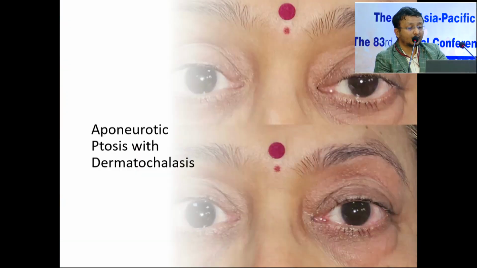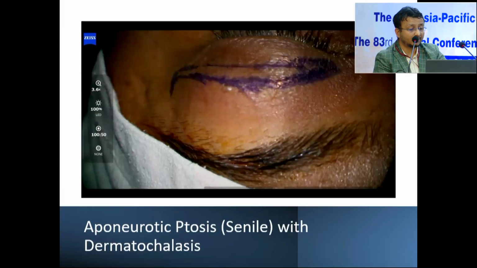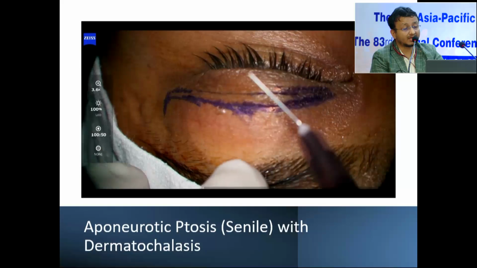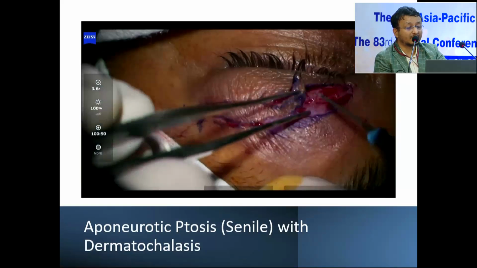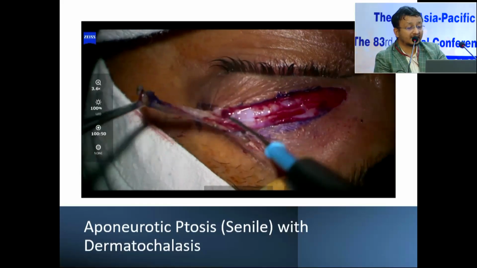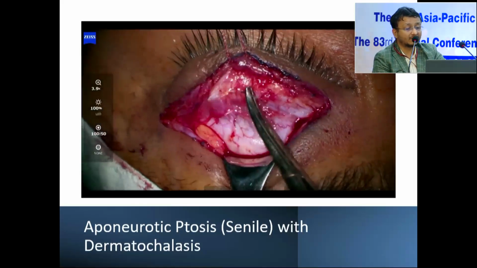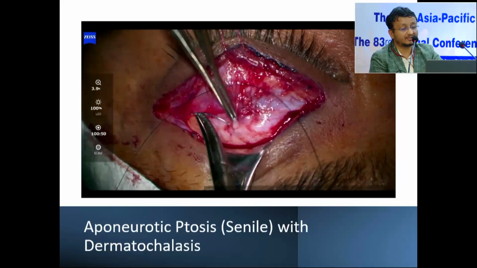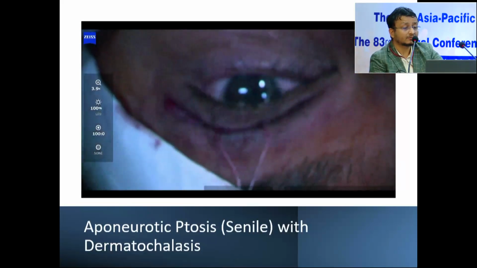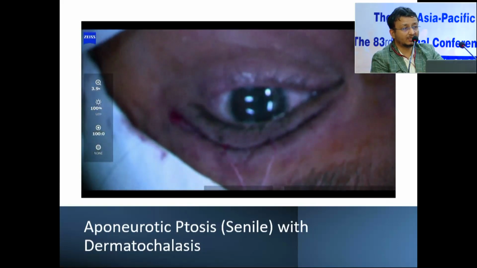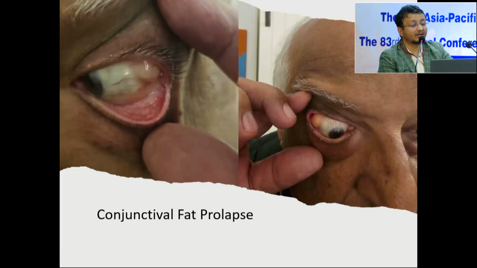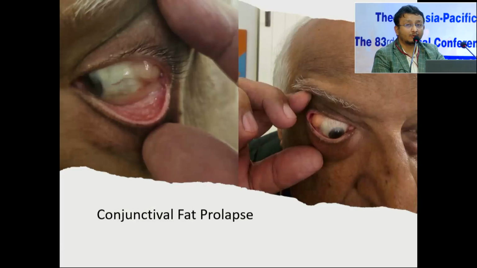Another indication is aponeurotic ptosis, senile ptosis with dermatochalasis. In all such patients, again, we do the normal skin crease marking, and a lateral extension is always made to provide more of a feminine design to the eyelid. The excess skin is removed, the septum is opened up, the tarsus and the LPS are identified, and the reinsertion is done. Towards the end, you need to take deeper bites from the LPS so that an adequate skin crease is formed. Another indication is conjunctival fat prolapse, where you can counsel patients to undergo blepharoplasty.